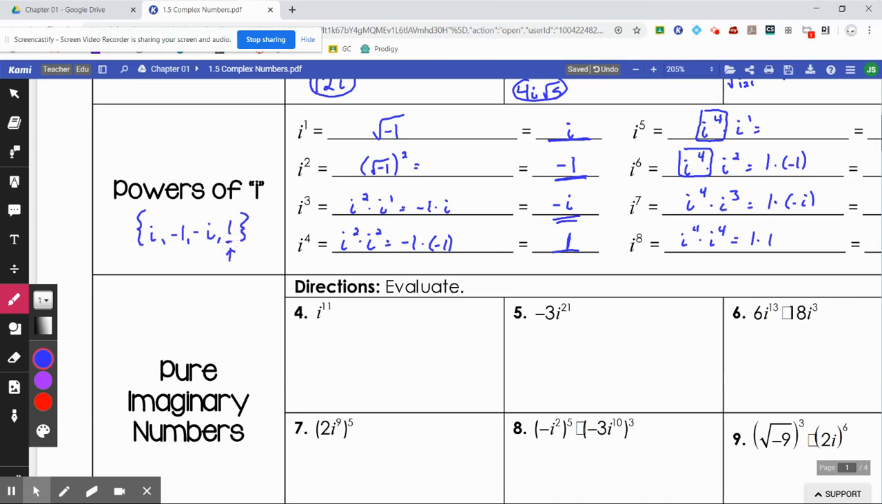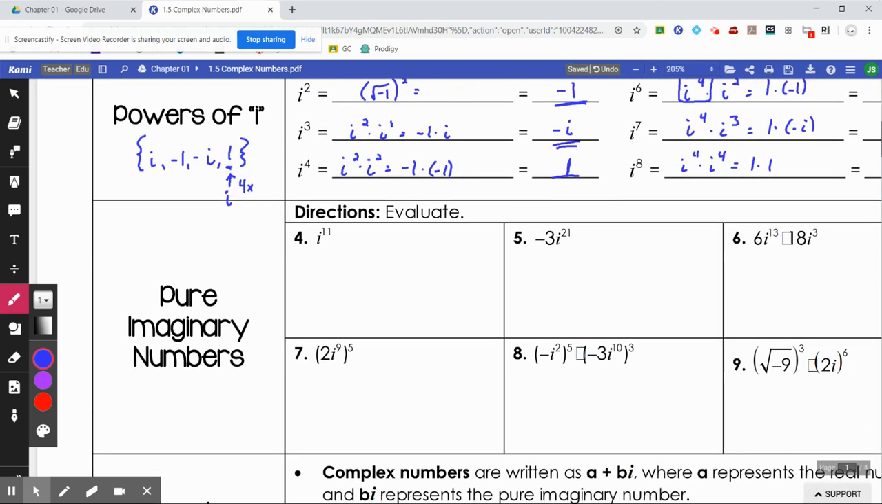The key is i to the fourth. This will be i to the fourth, eighth, 12th, any multiple of 4. You could really put i to the 4x. 4, 8, 12, 16 will always fall right here. So how do we evaluate now something like i to the 11th? If we remember our pattern, i, -1, -i, and +1, we know that this would be any multiple of 4.